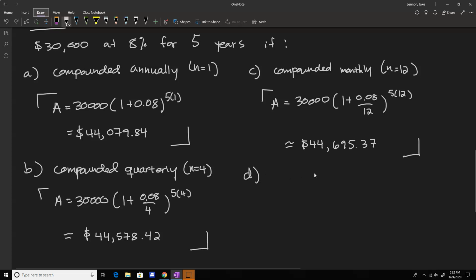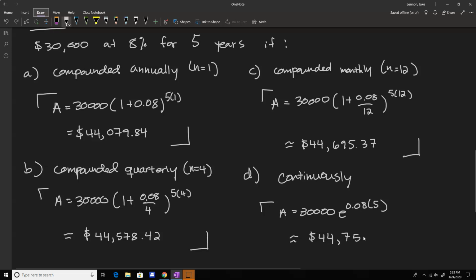The limit to that is if we compound continuously. If we look at the same quantity but compounded continuously, we would have A equals 30,000 times e to the 0.08 times 5. We're using the continuous formula above. If we do that on the calculator, we get the largest such value we could have, given the nominal interest rate, $44,754.74. So those are two very common applications of compound interest, which are a form of exponential functions.